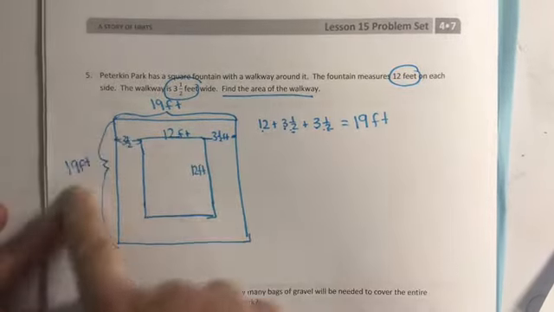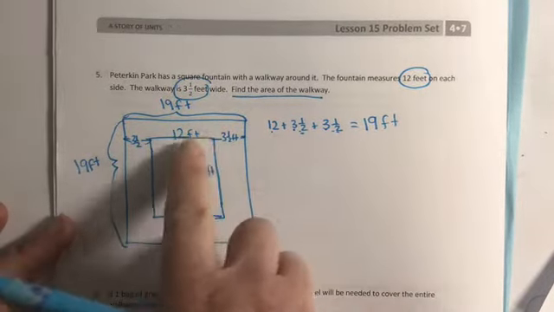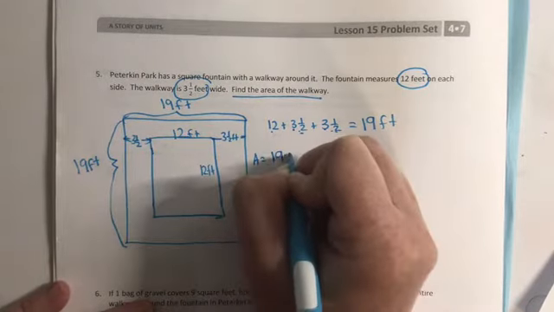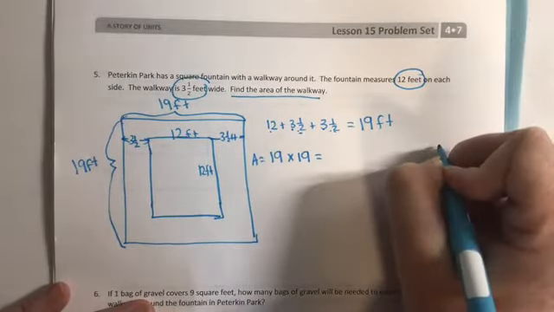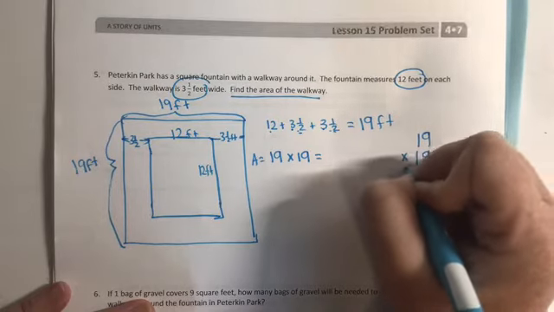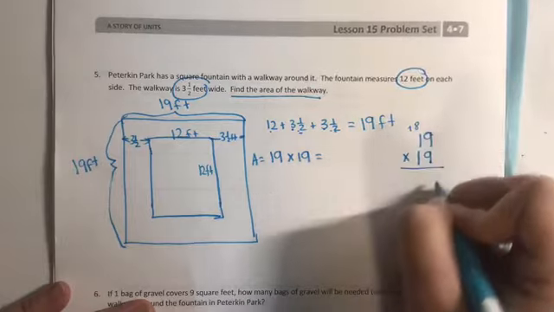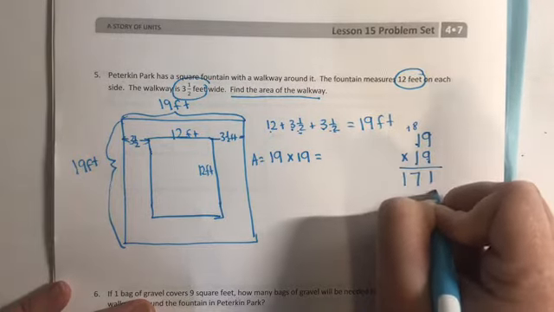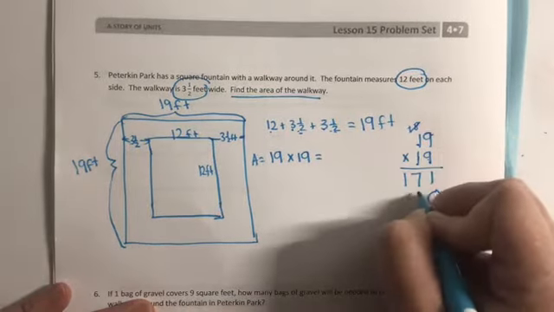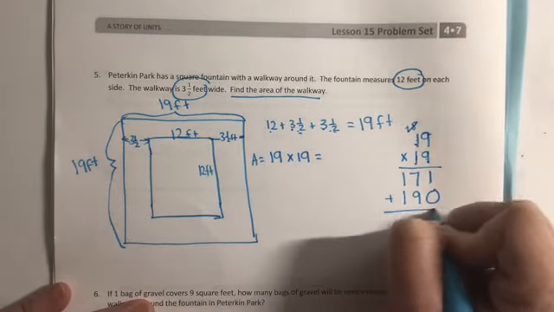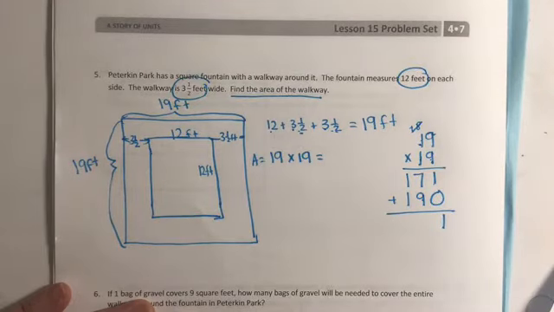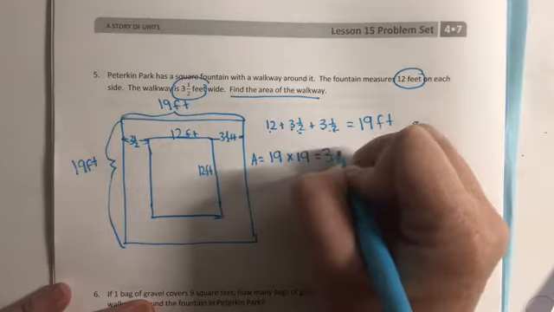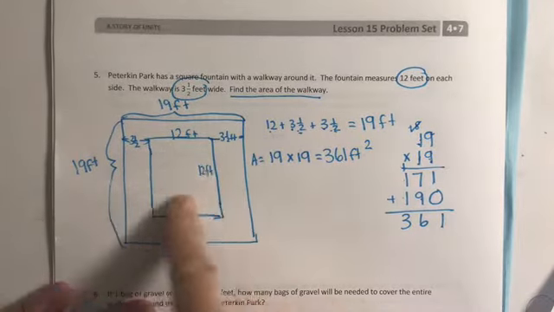All right, so we need to figure out the area first of the larger shape, and then we are gonna subtract the fountain to find the area of the walkway. So we're gonna start by multiplying 19 times 19. Okay, some of you are still struggling with multiplication, so I'm gonna show you a standard multiplication for this one. 9 times 9 is 81, carry 8. 1 goes in your answer. 9 times 1 is 9, plus 8 is 17. We're gonna go to the 10, so we need a 0. We're gonna cross off the 8, we already added it. 1 times 9 is 9, 1 times 1 is 1. Add these two together. 9, 10, 11, 12, 13, 14, 15, 16. And 1, 2, 3. So that is gonna be 361 feet squared.